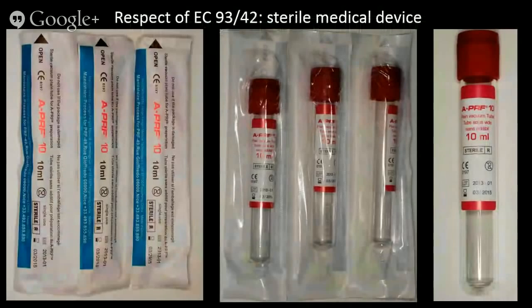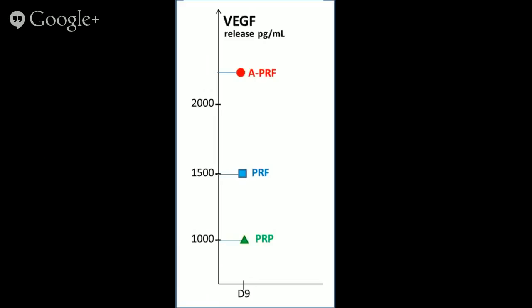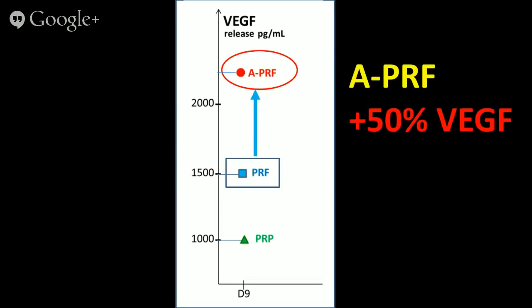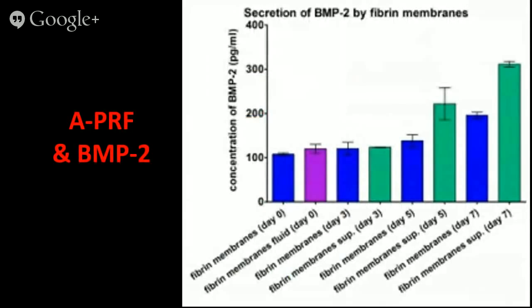We designed a new tube, and I changed the protocol. And then we can see that we have more VEGF, 50% more, because we have more white cells. We have more thrombospondin because we have more white cells. But we can produce BMP2 from the clot with a long-term release. We can produce BMP2 for free. We don't need to buy it. We have a sufficient amount of BMP2 from the advanced PRF. But we also have a lot of BMP2 in the exudate.